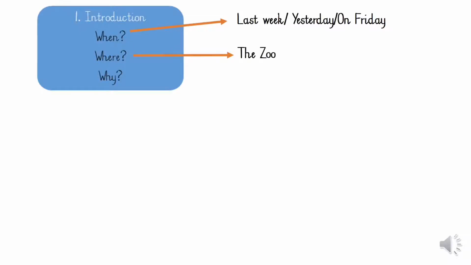Your introduction needs to say when your story takes place. You could say last week, yesterday, on Friday, etc. You also need to say where your story takes place, which for today's story is at the zoo. Then say why you are going to the zoo. It could be for your birthday or just for a fun visit. All of these keywords will help you to write your first paragraph as follows.